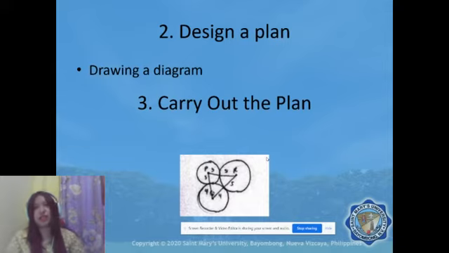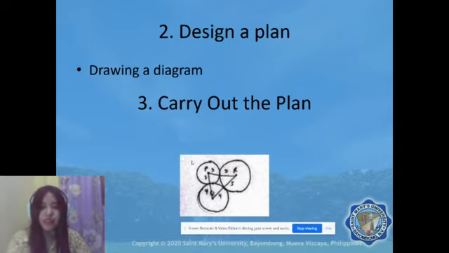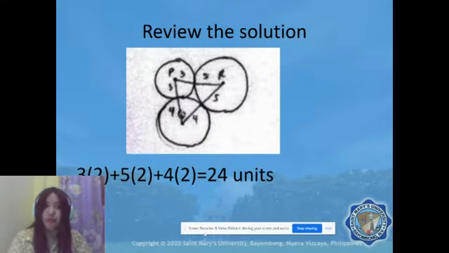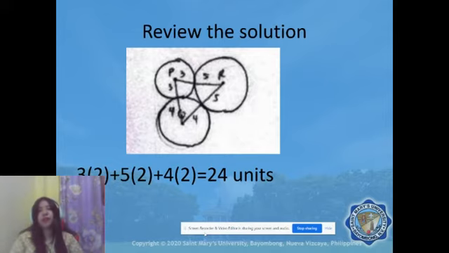So what is the plan? So possible plan is to use a diagram. So we have to carry out the plan. So this is the diagram. So we have here three circles, and then the radii 3, 5, and 4. And of course, you have to consider what is the formula of the perimeter. And then compute the answer. That's 3 times 2 plus 5 times 2 plus 4 times 2 is equal to 24 units.